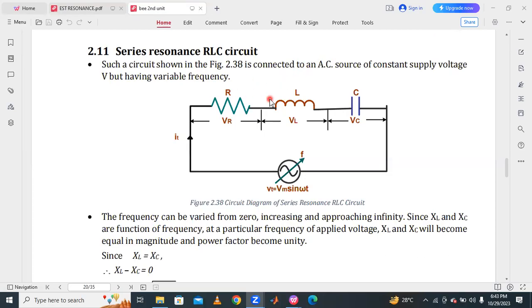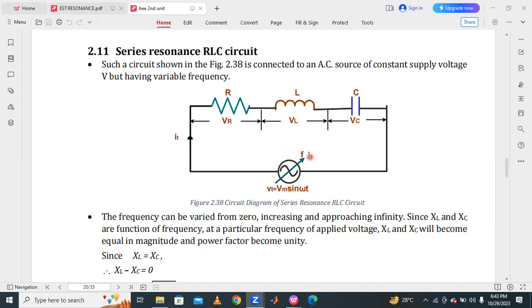Resonance in series RLC circuit. Here, the resistor, inductor and capacitor are connected in series. VR is the voltage across the resistor, VL is the voltage across the inductor, and VC is the voltage across the capacitor. They are all connected in series across the AC voltage source, Vt equal to Vm sin omega t.